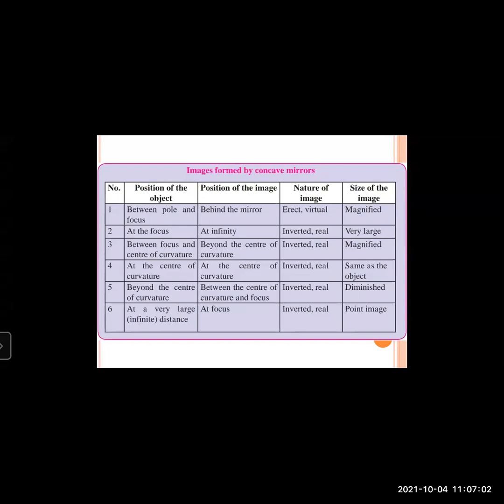Okay, between focus and center of curvature, if you place your object, where do you get your image? It is beyond the center of curvature. Nature of image is inverted and real. Size of the image is magnified.